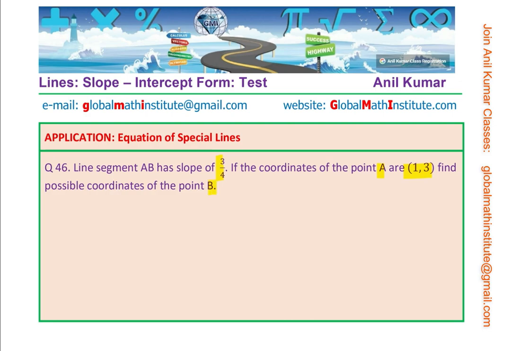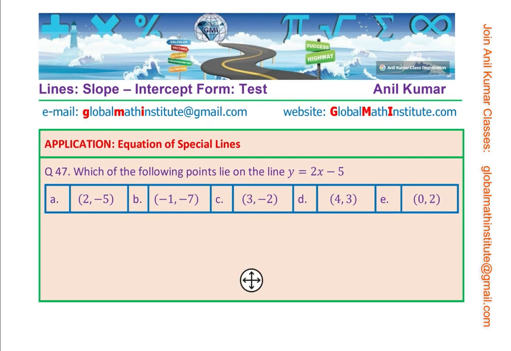So we're given that point A, which is the starting point of the segment AB, has coordinates 1, 3. AB has slope of 3 by 4. Find coordinates of point B. Question 47. Multiple choice question. Which of the following points lie on the line y equals to 2x minus 5? Note that there could be more than one point, so check the values for all.